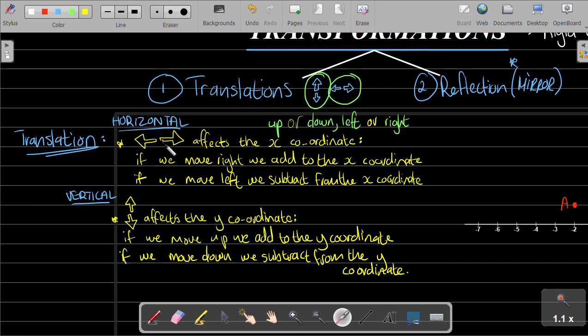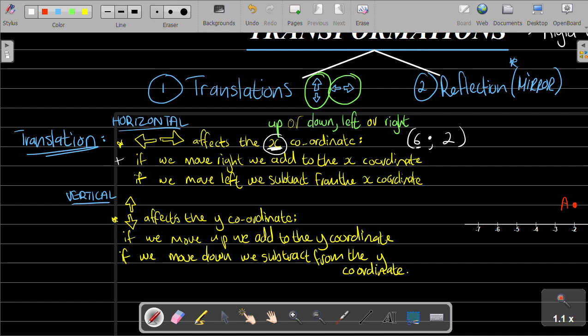For horizontal, guys, obviously horizontal means going this way. So I've drawn these two arrows. If we're going left or right, it affects which coordinate, guys. Let's say, for instance, I have a coordinate of 6 and 2. If I am moving left or right, it's going to affect my x coordinate, which is 6. So the value of 6 will either go up or go down depending on whether I'm going left or right.